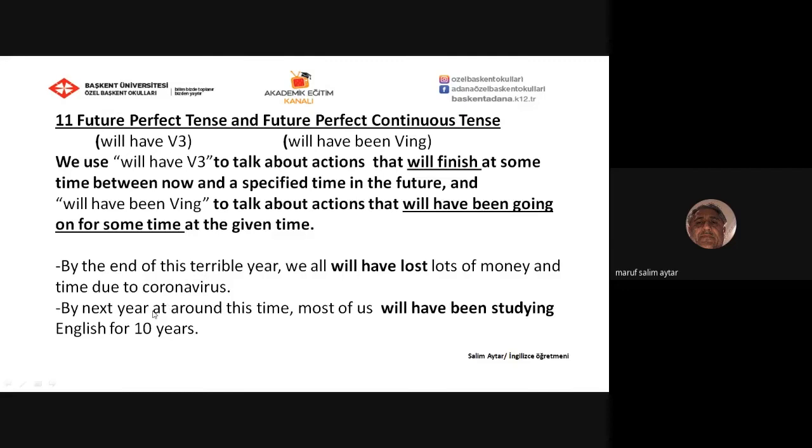By next year, at around this time, let's say we are in April. By next year, at around this time, most of us will have been studying English for 10 years. The action will not be completed. It will still be going on.